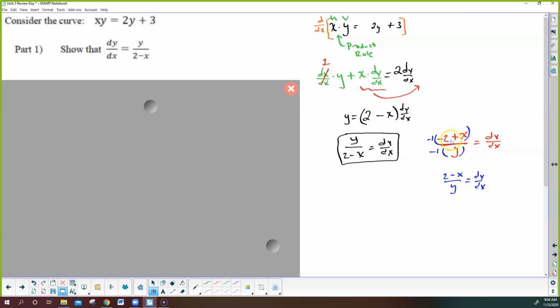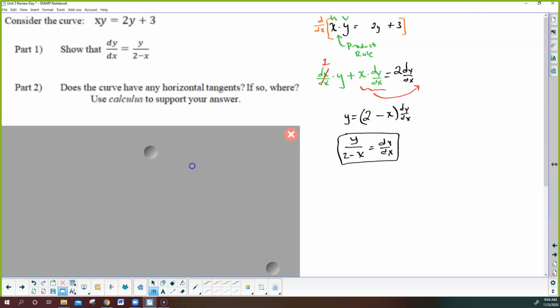Whoops, I don't know why I flipped this upside down. Sorry, the y should be on top. I don't know what I was thinking there, but hopefully that makes sense. If you get exactly this but with opposite signs, you can automatically factor out the negative. Okay, so now what are we going to do?